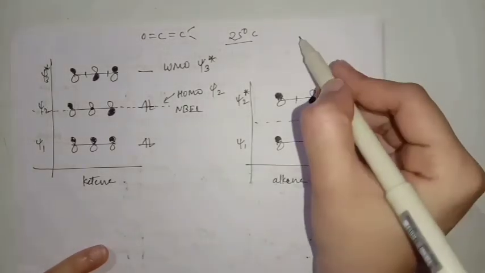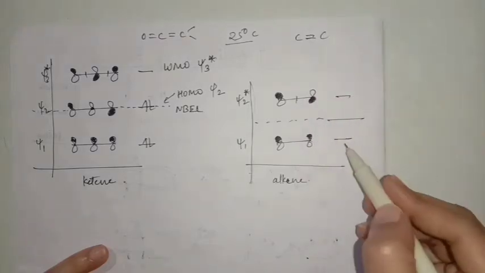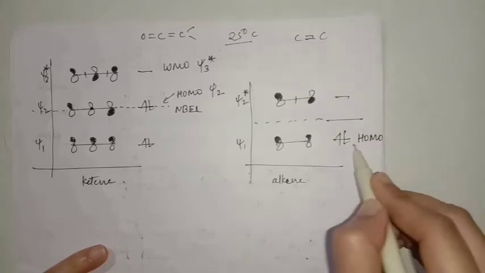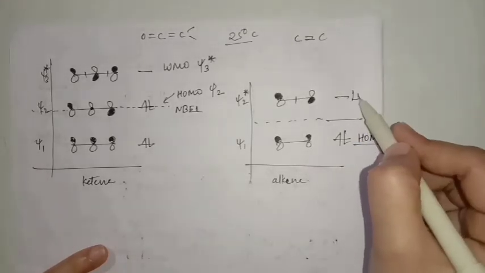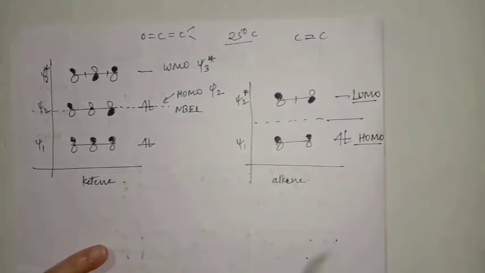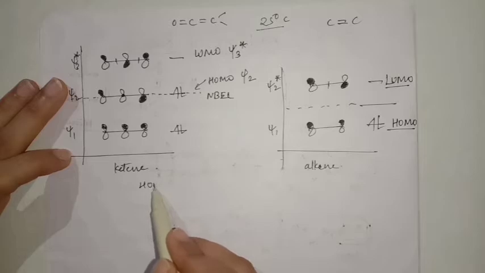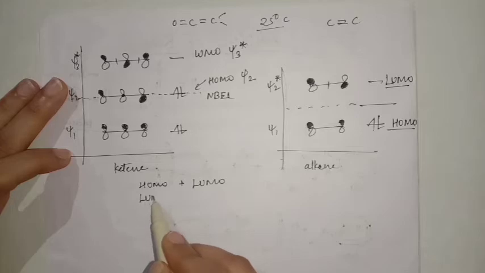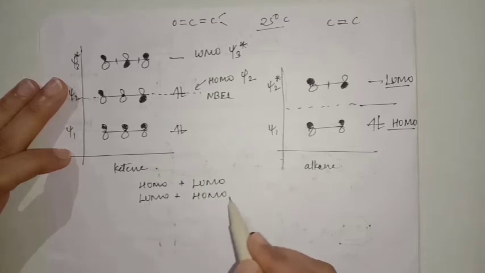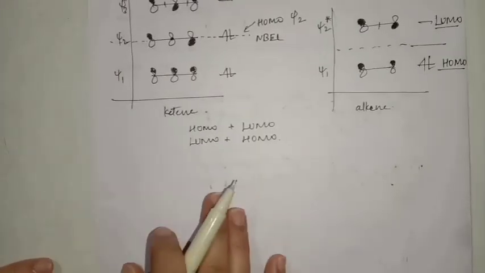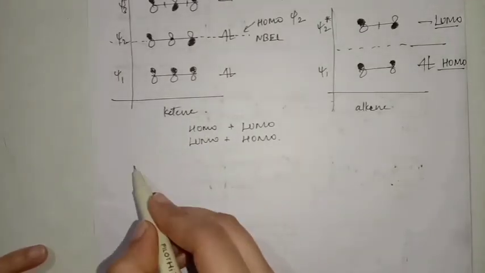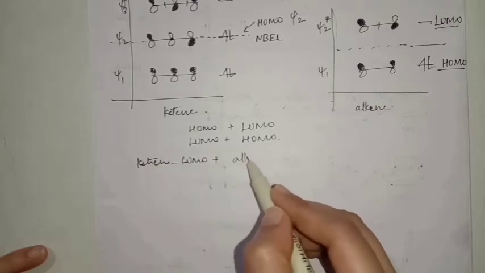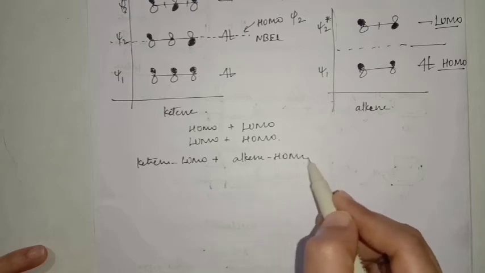Now how many electrons do we have to distribute? C double bond C means 2 electrons, so 1, 2. Now which one is the HOMO? This one is the HOMO, the highest occupied molecular orbital, and psi2 star will be the LUMO. Now there are 2 possibilities. We can take the HOMO of ketene plus the LUMO of the alkene molecule, or the LUMO of ketene and the HOMO of the alkene molecule. Check one by one. Firstly, if we take the LUMO of the ketene molecule plus the alkene's HOMO, what will be the condition?